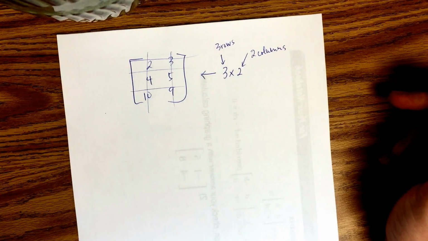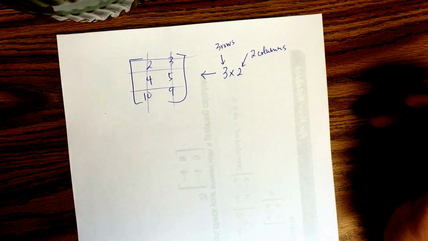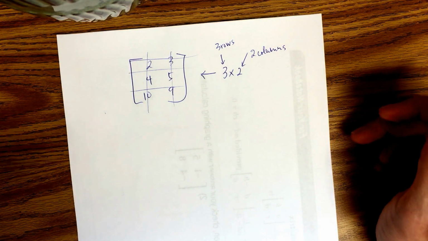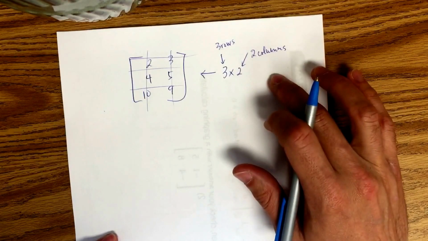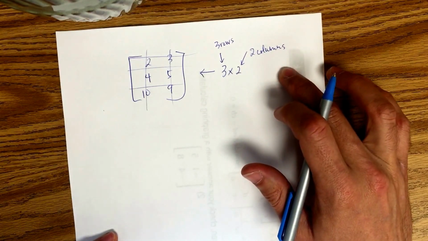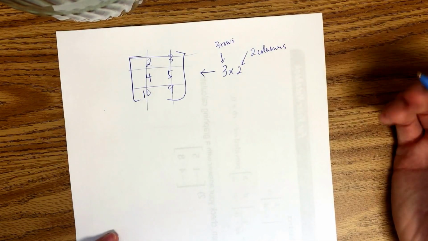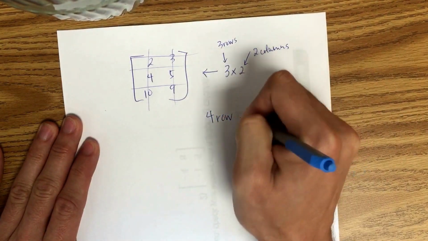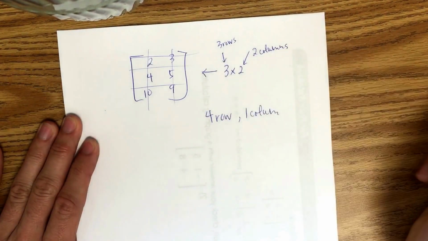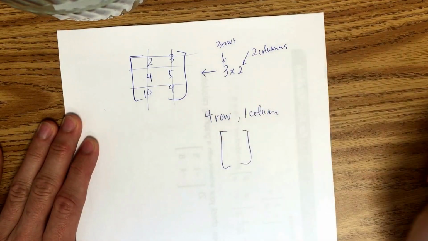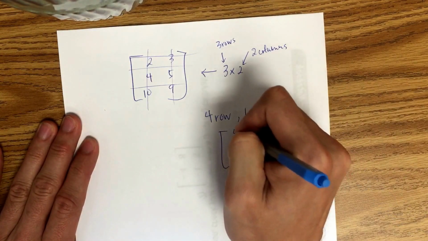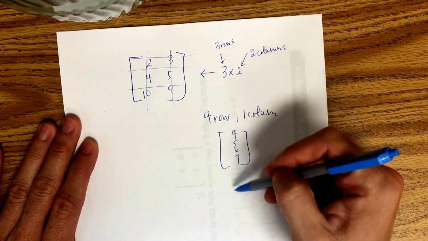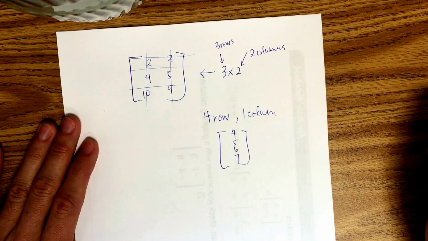Now that's going to be important because as we start moving through our matrix operations like addition, subtraction, multiplication, we have to be able to identify what the dimensions of my matrices are. So if I ask you about a 4-row matrix with 1 column, what that's going to look like is a tall, skinny matrix. It's going to have 4 numbers down, so there's your 4 rows, and then it's got 1 column that they're all stacked in.